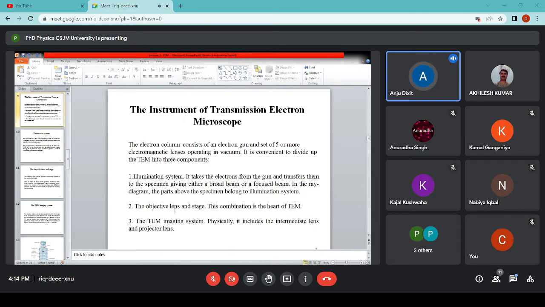The second part is the objective lens and the stage. So this combination is the heart of the TEM, which I am going to show how. And third is the TEM imaging system. So physically it includes the intermediate lens and projector lens. So I am discussing them one by one.